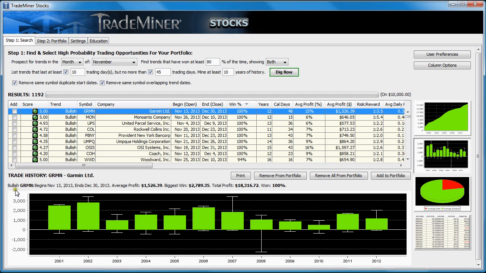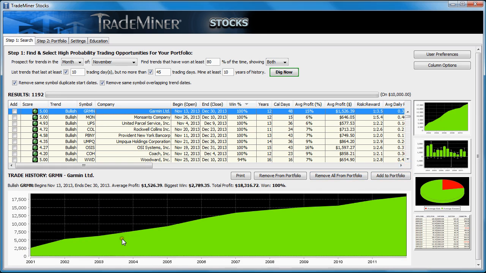You'll also notice up here we give you the information for that particular trade for Garmin. We say bullish Garmin begins November 13th, 2013, ends December 30th, 2013. The average profit is 1,526 with the biggest winner of 27.89, which would have been this year here. And then the total profit was 18,316.72 with a winning percentage ratio of 100%. Now that total profit, 18,000, can be seen in a chart as well, which is right here.